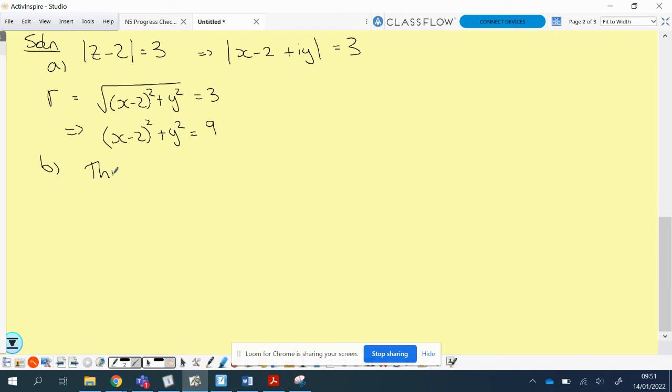So this is a circle now, with centre, well, the centre of the circle is going to be 2. We've gone away 2 from the x, and we haven't deviated from the y, so it's 2, 0, with radius 3. So we've now got a circle that's got a centre 2, 0 this time, with a radius of 3.